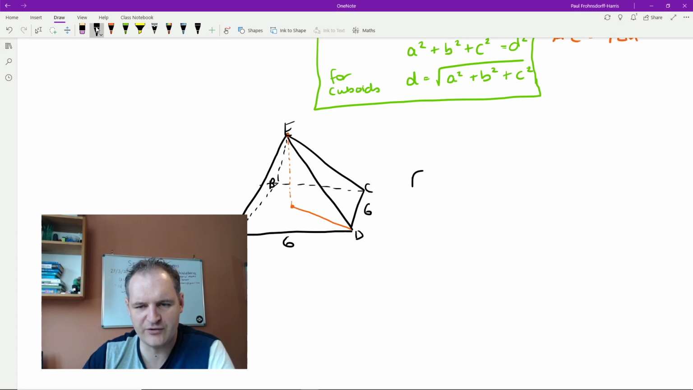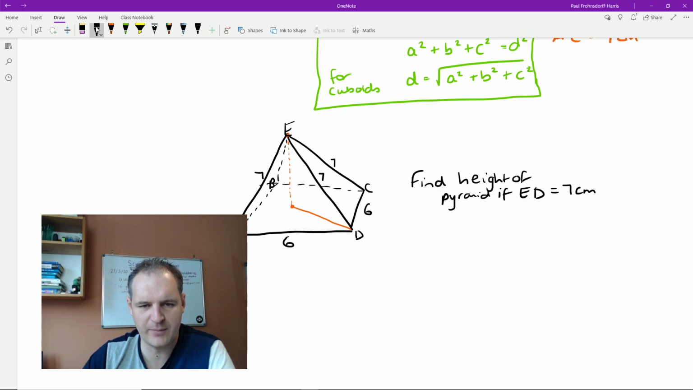And this one says find the height of the pyramid if ED equals 7 centimetres. So we'll note that down, and that would be 7 because it's square-based. What we've got is another orange wedge.